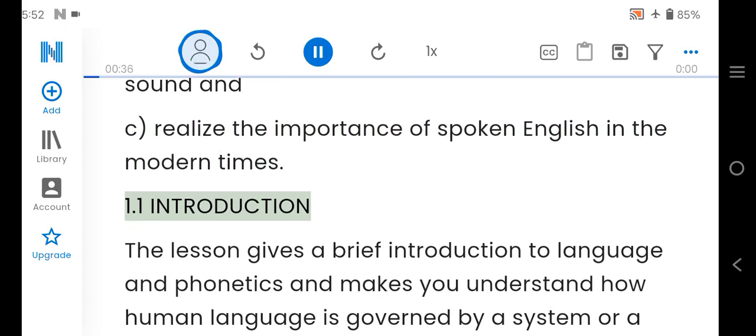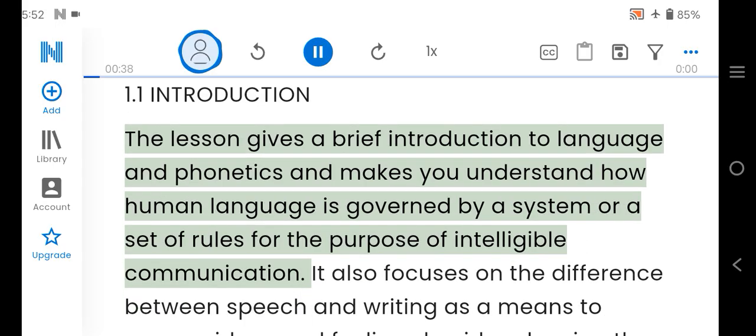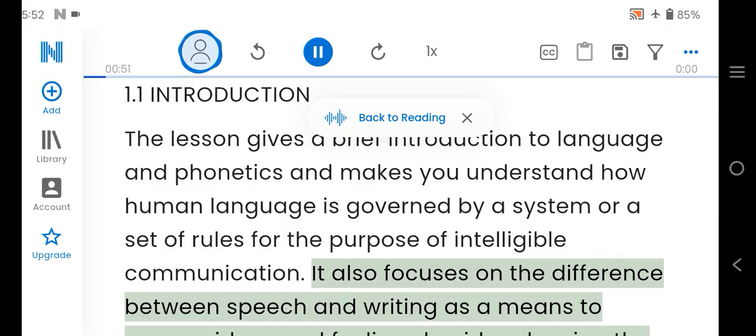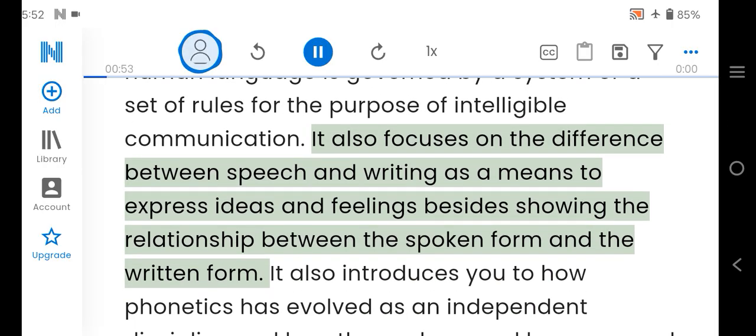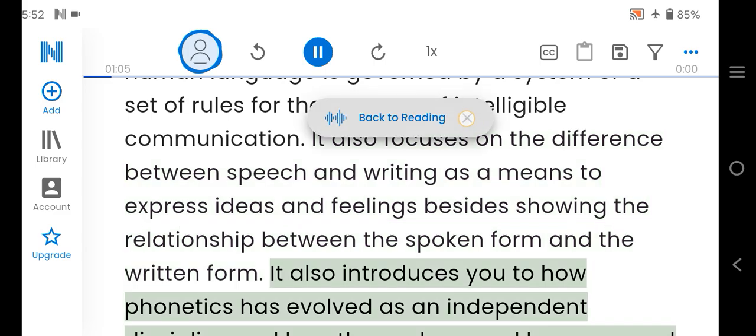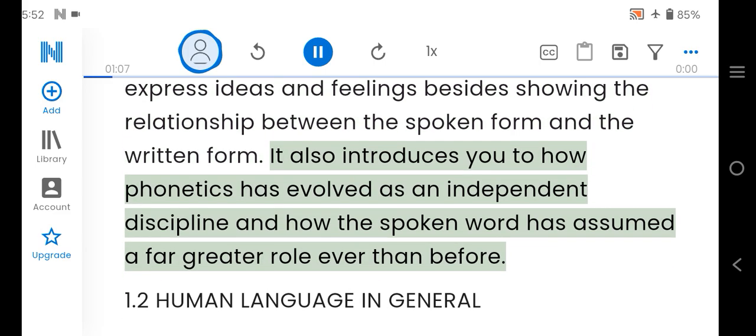1.1 Introduction. The lesson gives a brief introduction to language and phonetics and makes you understand how human language is governed by a system or a set of rules for the purpose of intelligible communication. It also focuses on the difference between speech and writing as a means to express ideas and feelings, besides showing the relationship between the spoken form and the written form. It also introduces you to how phonetics has evolved as an independent discipline and how the spoken word has assumed a far greater role than ever before.